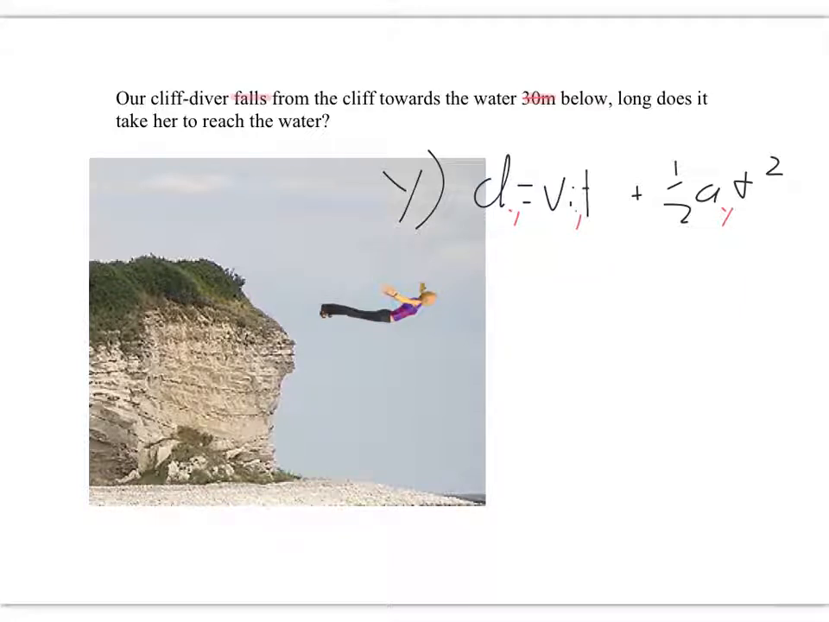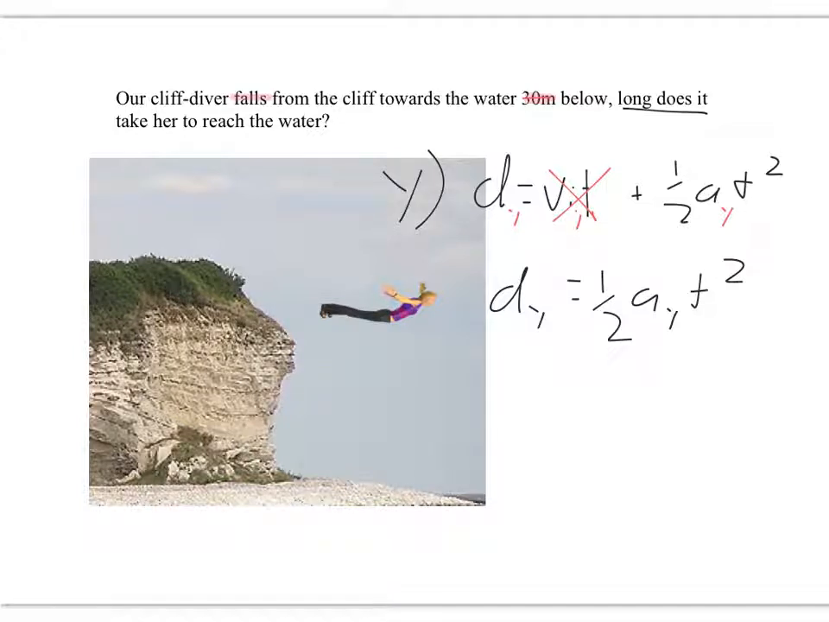Now since she falls, there is no initial velocity, so that's kind of nice. If this initial velocity is equal to 0, this entire first term just cancels out, and I'm left with the simplified version of this. d_y is equal to 1/2 times a_y times t squared. Since it says how long does it take for her to reach the water, what I'm really interested in is the time. So I'm going to go ahead and rearrange this algebraically to solve for time.